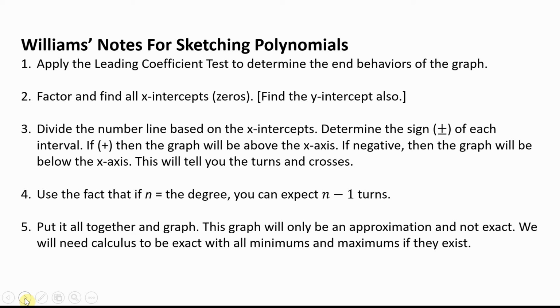Divide the number line based on the x-intercept. Determine the sign, if it's plus or minus on the sub-interval. If the sub-interval is positive, that means that the graph is going to be above the x-axis. If I get a negative for that interval, I just test a point on the interval. If I get negative, the graph is going to be under the x-axis. That's all I mean there. That will automatically tell you those turns and crosses.